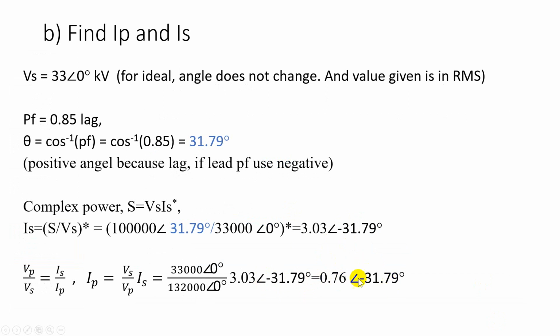You can see that the primary current is much lower than the secondary current because this is a step down transformer.